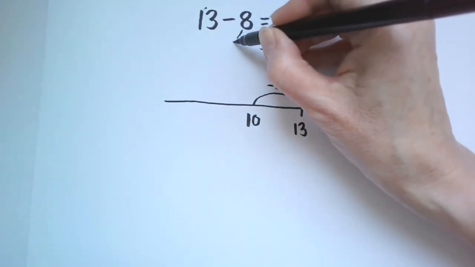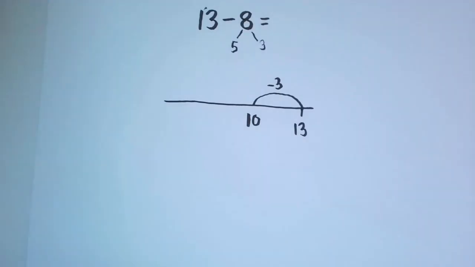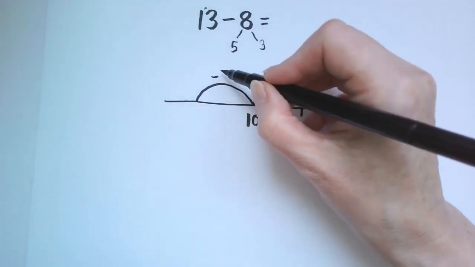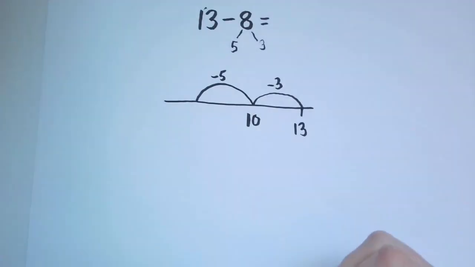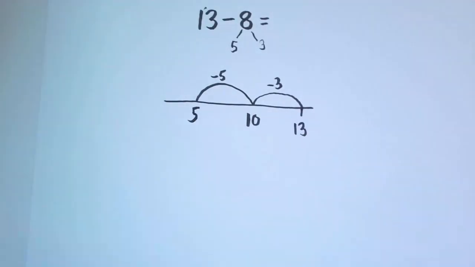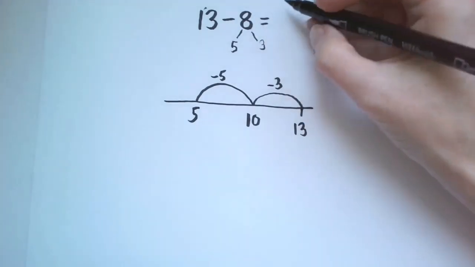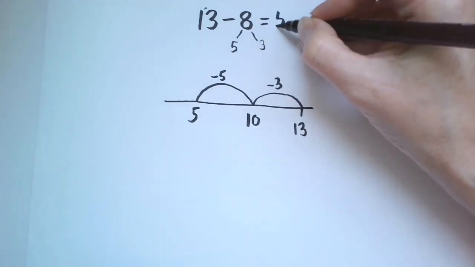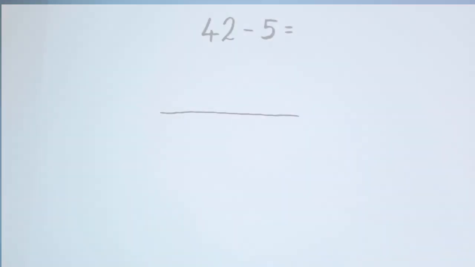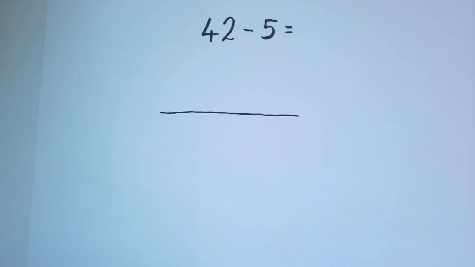And I know that 3 plus 5 would be 8. So I need to subtract 5 more. And 10, if I subtract 5, would equal 5. So 13 subtract 8 equals 5. So we can use bridging back across 10 to bridge back across tens as well, multiples of 10.